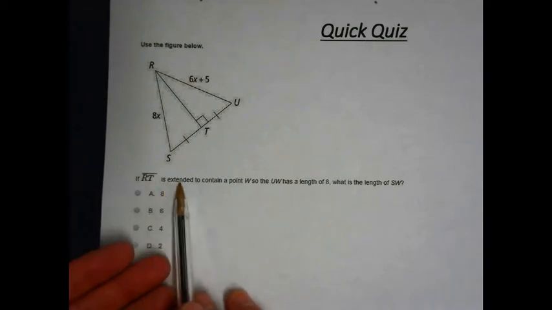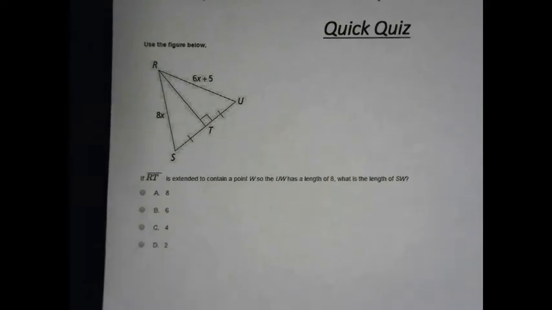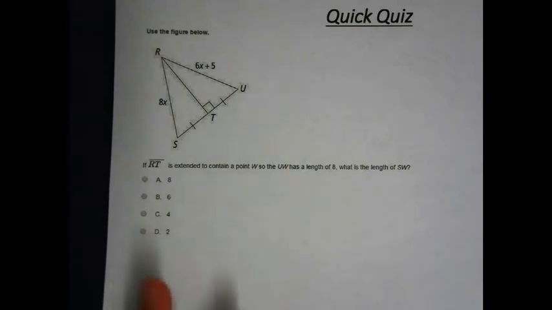If segment RT is extended to contain a point W so that UW has a length of 8, what is the length of SW? Now, if you can understand each of those words, that's fine. But if you can understand what happens when you put those words together, that's even better because you can do it in your head. If you've been paying attention to the lesson at all, you should know the answer right now. But if you haven't, let's go bit by bit.